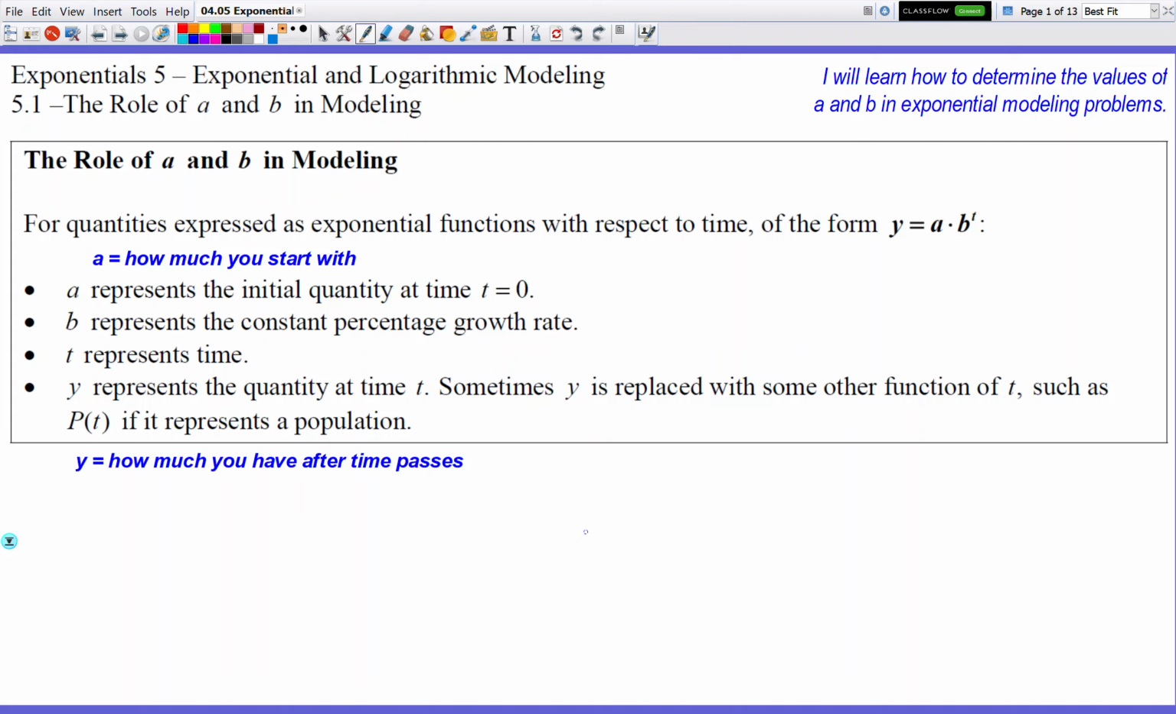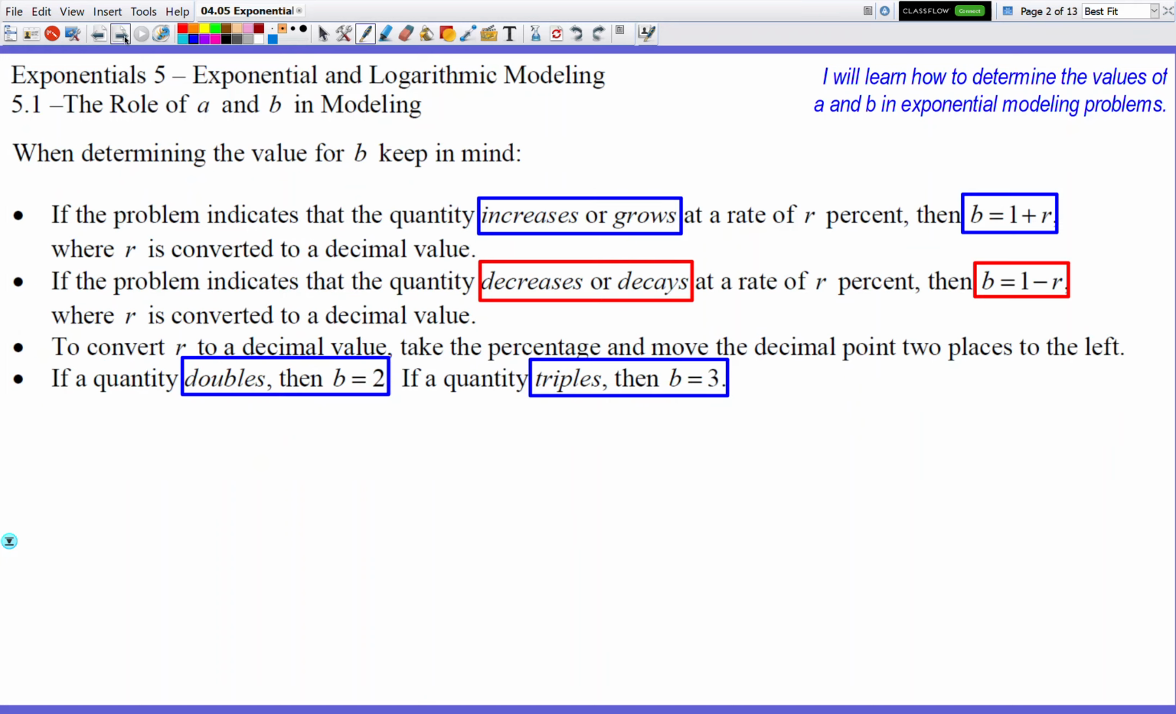And T is going to represent time, and Y represents the quantity at time t. So that sounds kind of confusing. Just think of it as how much you have after the time passes. Okay. So those are the letters that we're going to use, and hopefully it starts to make a little sense as we do some problems and see how they all connect. So let's go to our next slide.